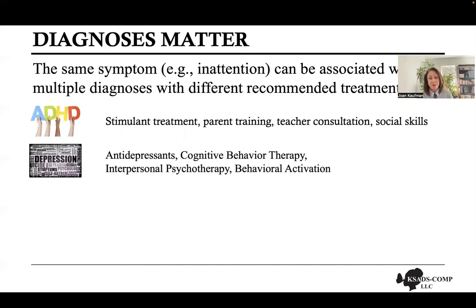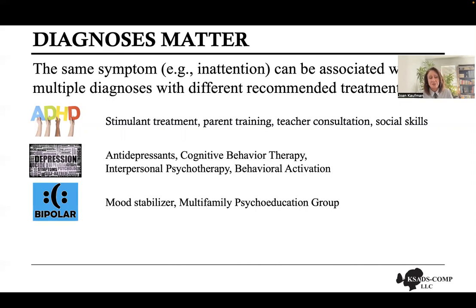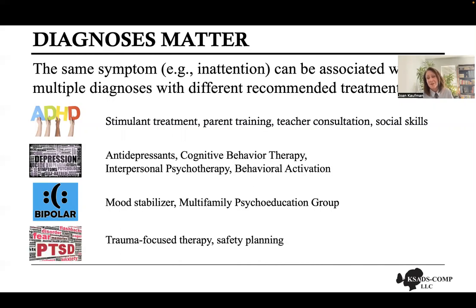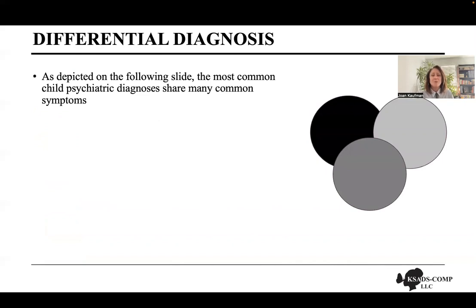Depression: antidepressants, cognitive behavior therapy, interpersonal psychotherapy, or behavioral activation. Inattention is also associated with bipolar, in which case you would want to use a mood stabilizer and a multifamily psychoeducation group. Or it could also be an indication of post-traumatic stress disorder, in which case a trauma-focused therapy and safety planning would be really essential for optimal clinical care.